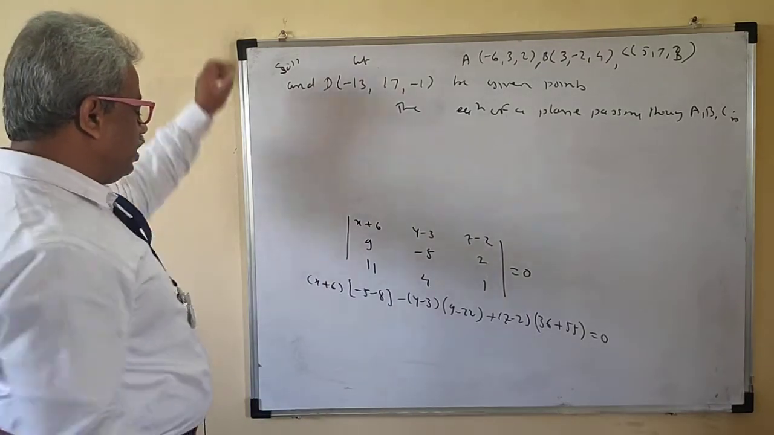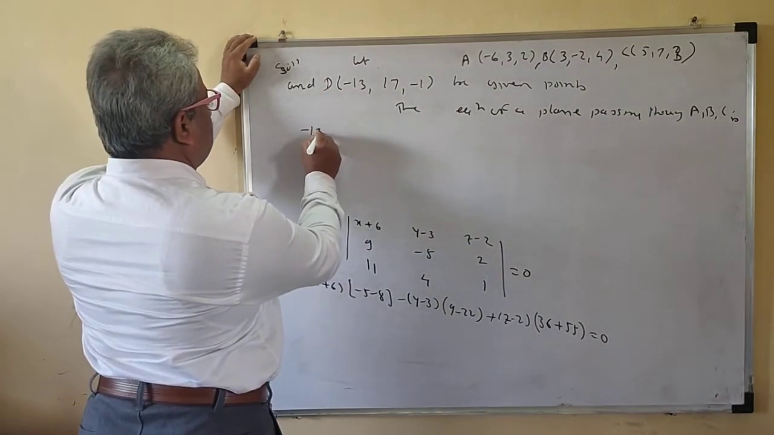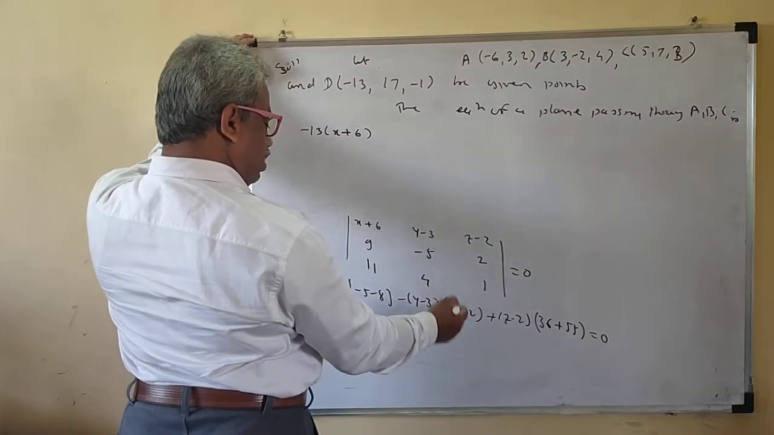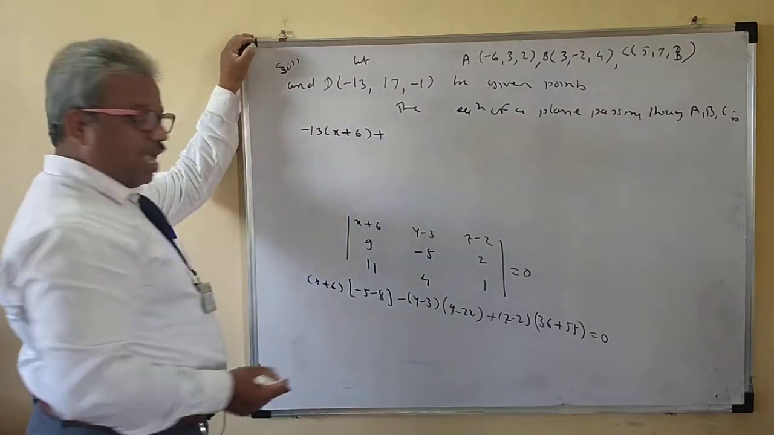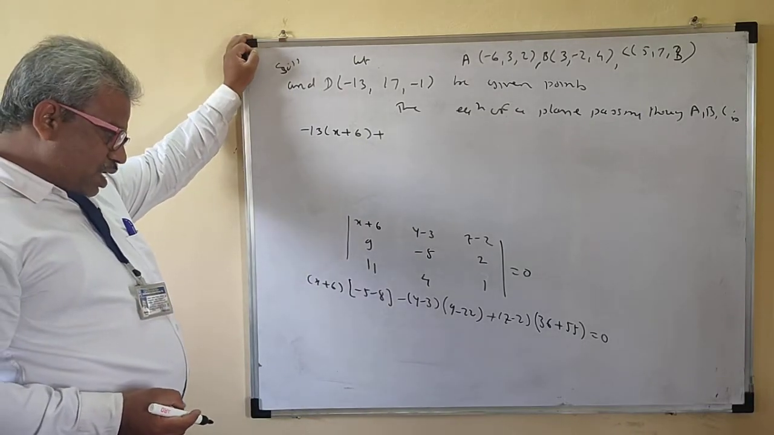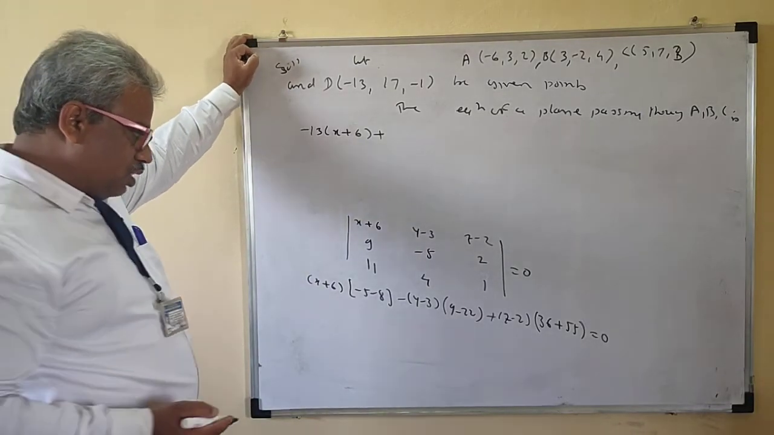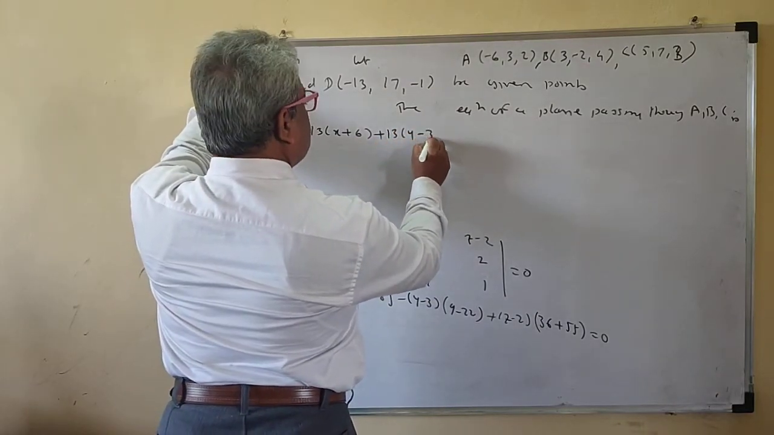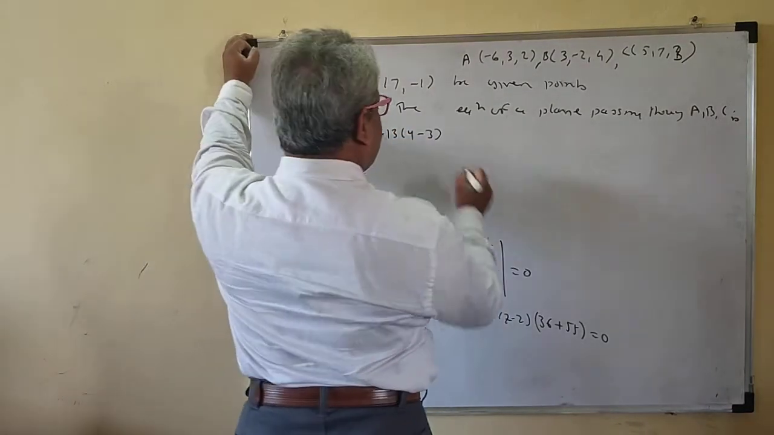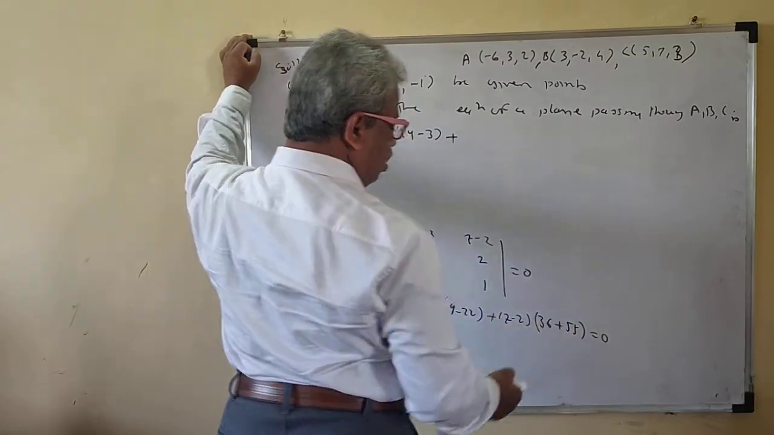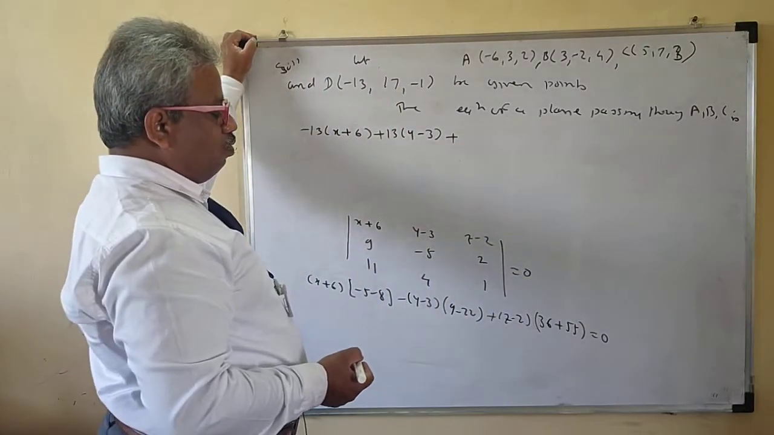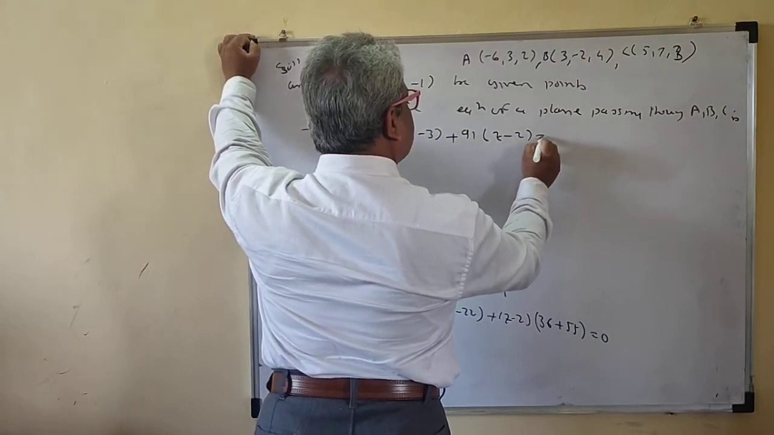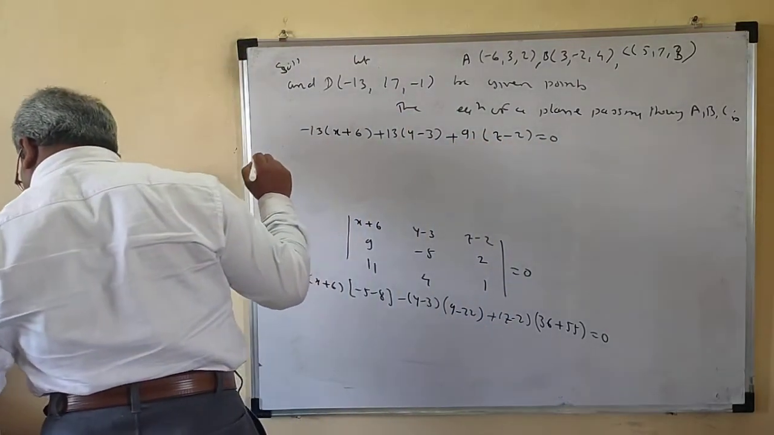Okay. So this is minus 13. So minus 13 times x plus 6, and minus becomes plus, so 9 minus 22 is minus 13, so plus 13 times y minus 3. Then this is 91 times z minus 2, is equal to 0.